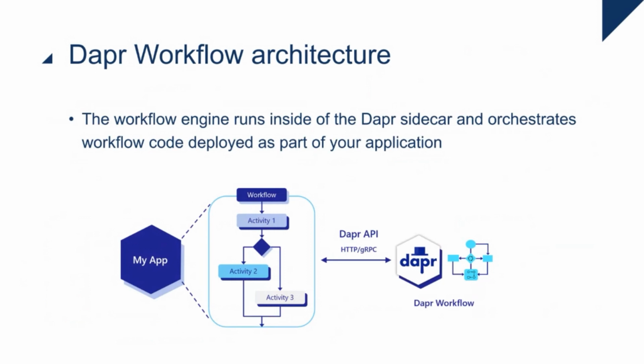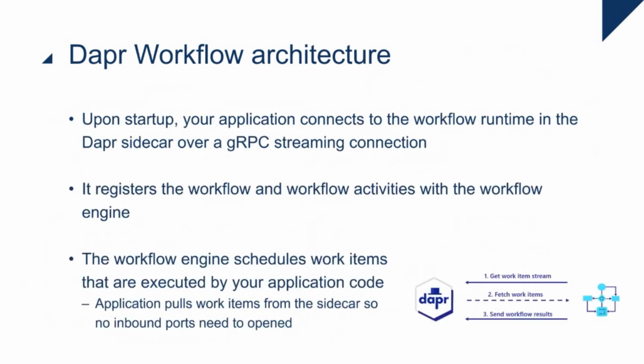So let's look at what's going on under the cover. What actually happens when you use the Dapr Workflow building block is that the workflow engine actually runs inside the Dapr sidecar. But you write the workflow and the activities that need to be executed in your application. So that's part of your application. And the only thing that the Dapr Workflow engine does is scheduling these activities and these workflows. And this all happens over a gRPC channel that's opened once the application is started. And then you can start executing the workflow. So this is how that works in detail.